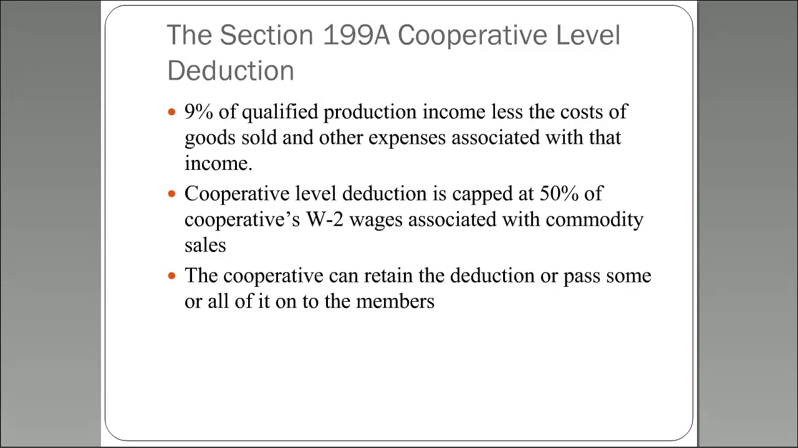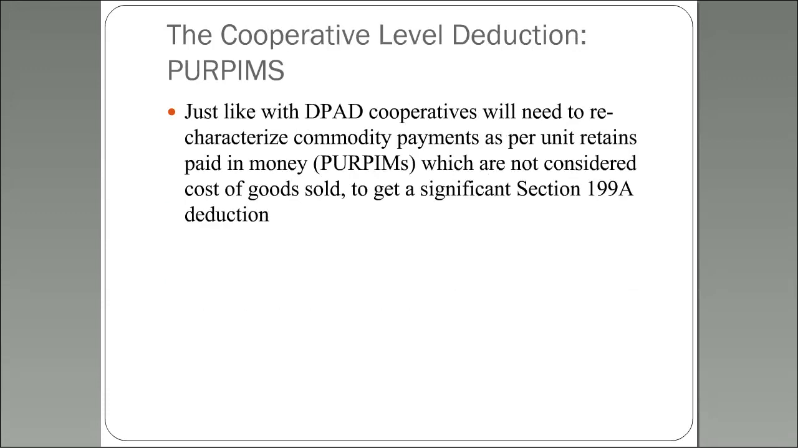But if you bought the grain as a per pen, then that's basically 9% of all of the commodity payments, plus your profits. And that's capped at 50% of the W-2 wages for the cooperative, and they can retain or pass that on. And so we'll show you it's almost always this W-2 level that's effective at the cooperative. So that's the co-op deduction.